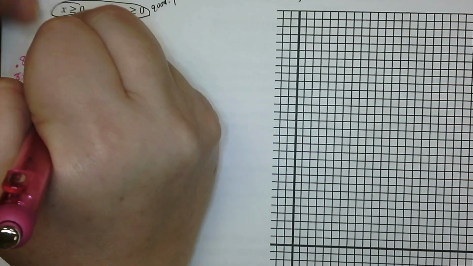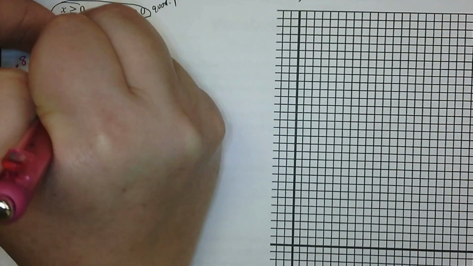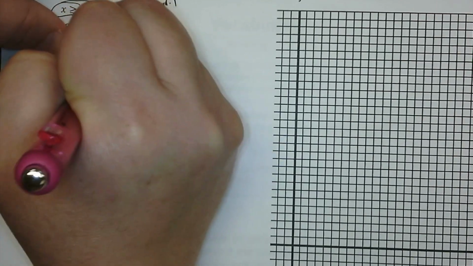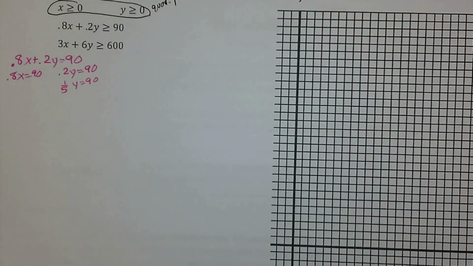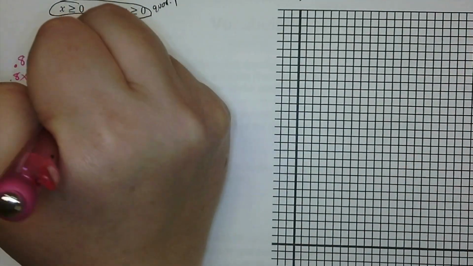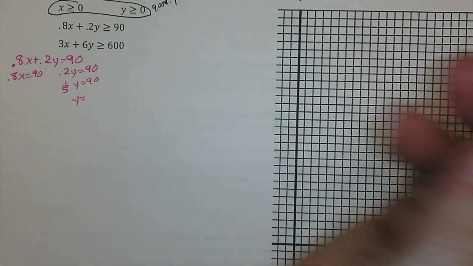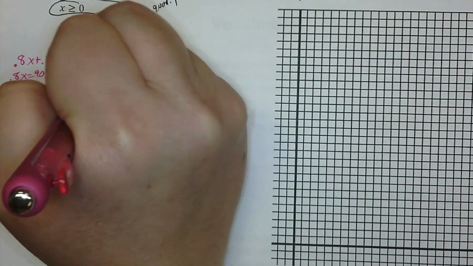0.2y, that's 1/5 y equals 90. When I write it as 1/5, that is more comfortable to me. Multiply both sides by 5. 90 times 5 is 450.